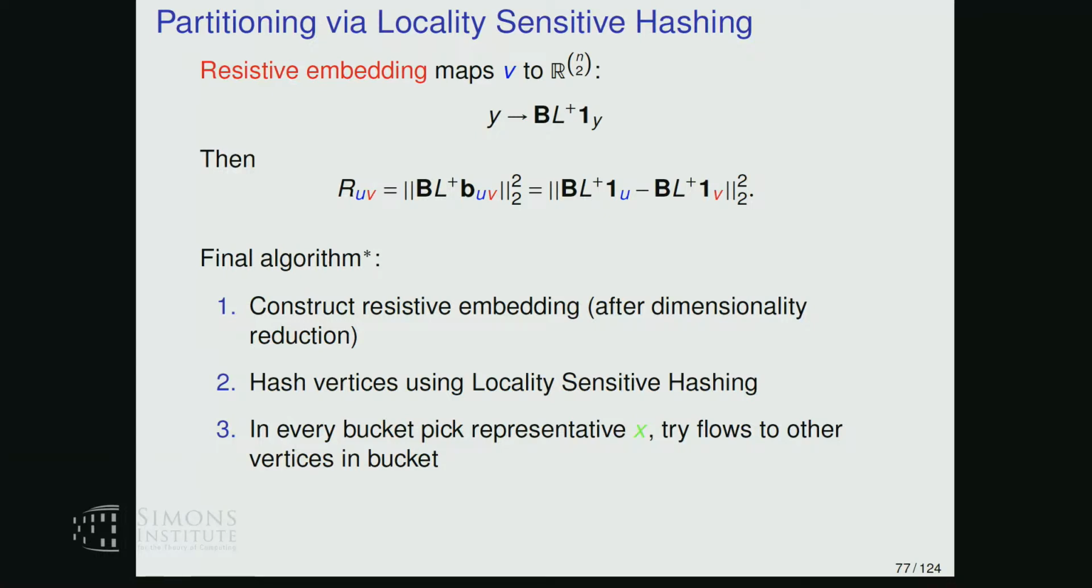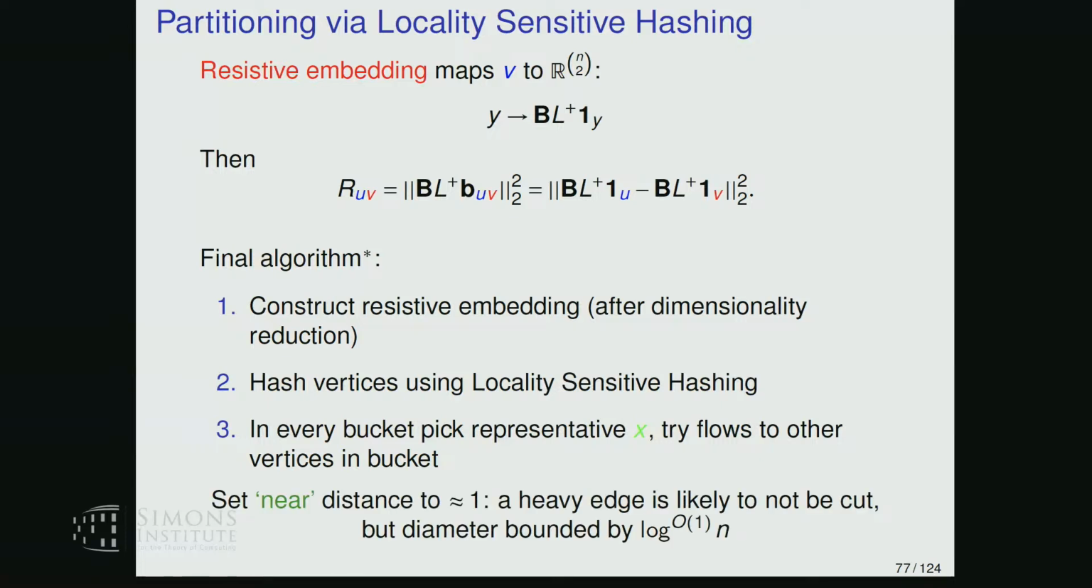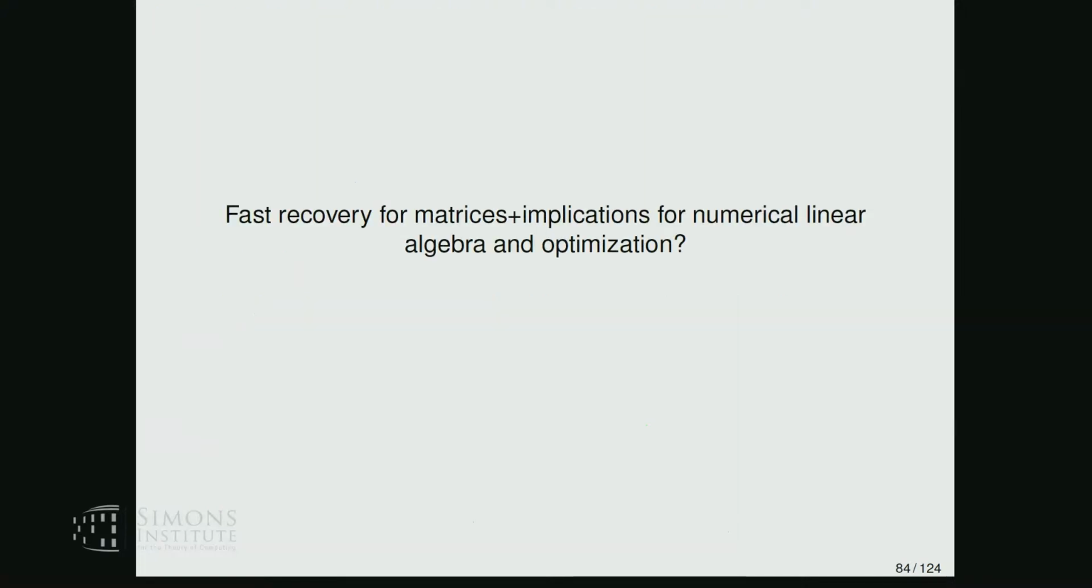Now, this will have the property that an edge UV, such that U and V are close in Euclidean distance, will not be cut too often by the randomized partition that results. And therefore, everything will be great. So in locality-sensitive hashing, there's this notion of a near distance, and we'll set it to 1, which is roughly the resistance that we're looking for. And so edges are seldom cut. A given edge is cut by a given partition with only 1/polylog probability. So this leads to a very efficient algorithm.